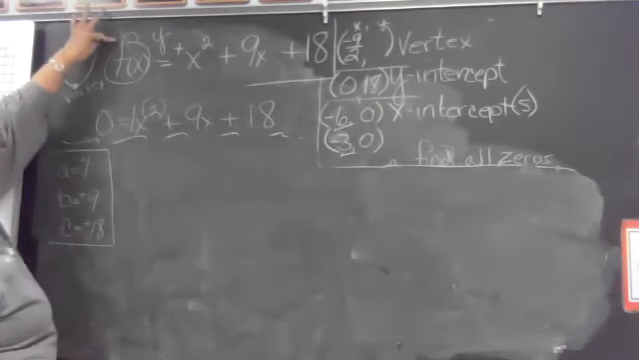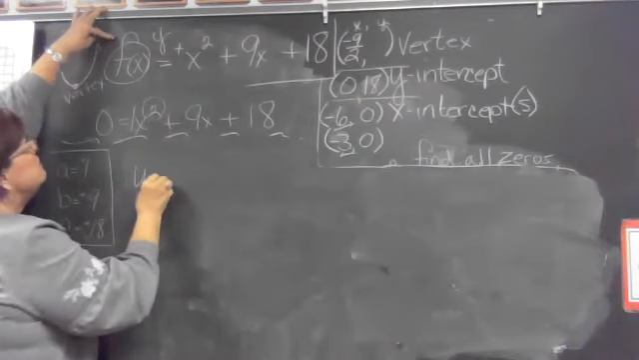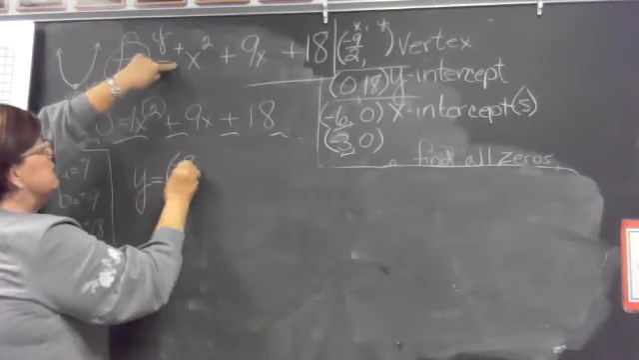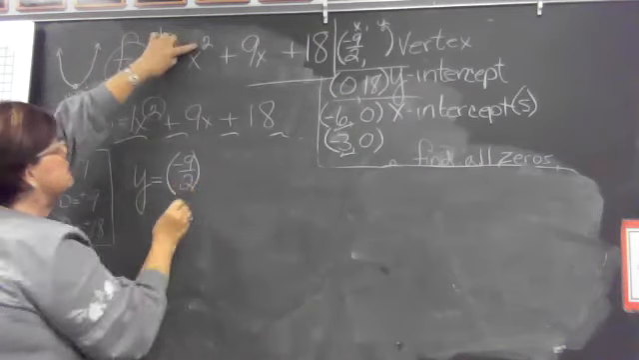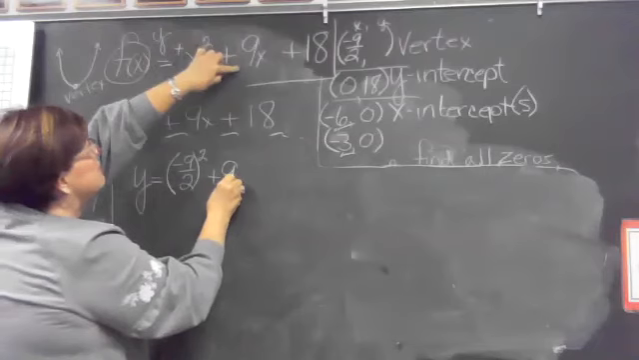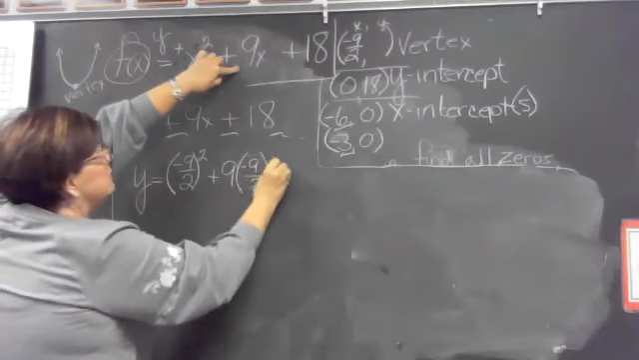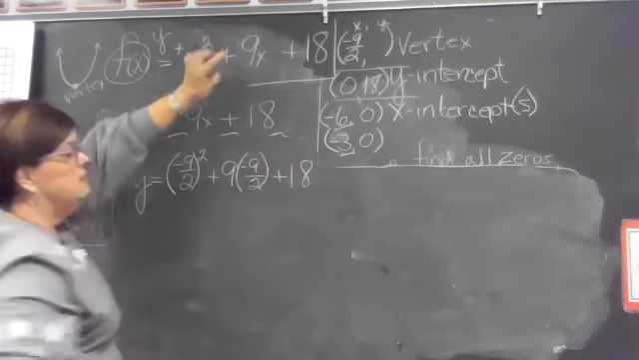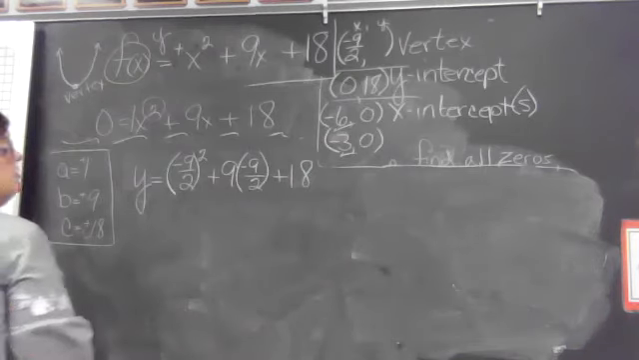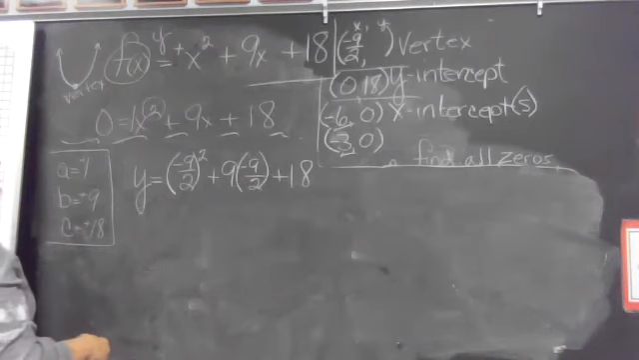Here's our original. So we have y equals x. Remember to use your parentheses. This is our x, and it says to square it, plus 9 times a negative 9 over 2 plus 18. Okay? So neither one of these are the definition of the parentheses that we use in PEMDAS.